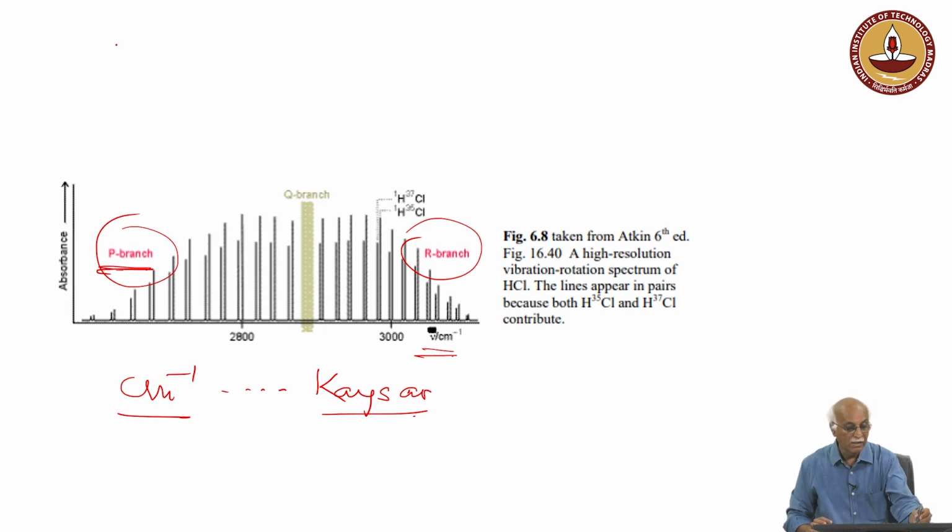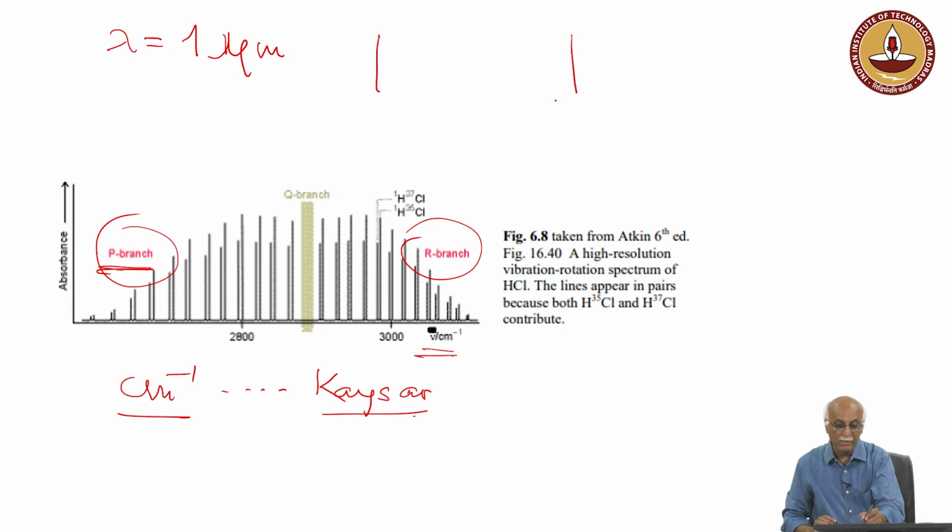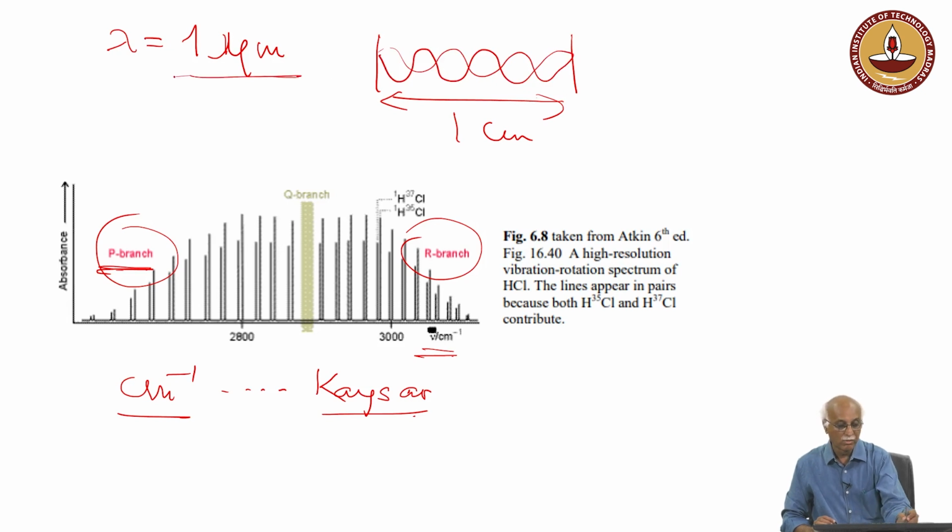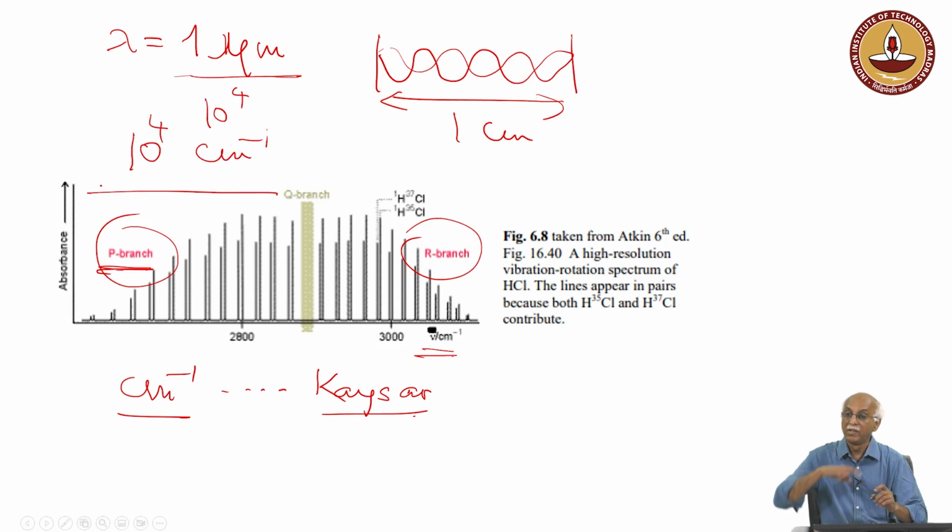So, for example, if the wavelength of light is 1 micrometer, that means in a 1 centimeter cavity length, it will perform 10 raised to 4 cycles altogether. So, in terms of centimeter inverse, it is 10 raised to 4 per centimeter, the number of cycles.